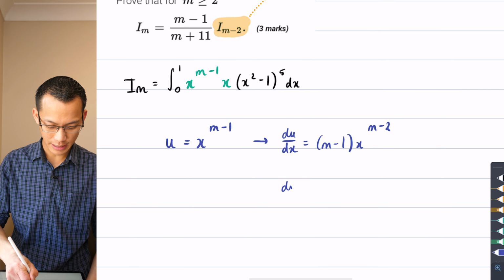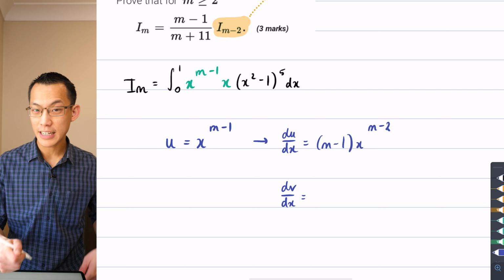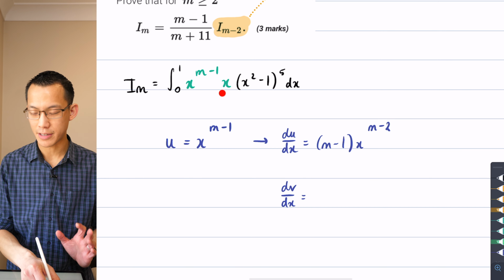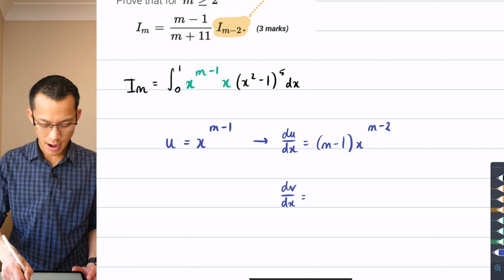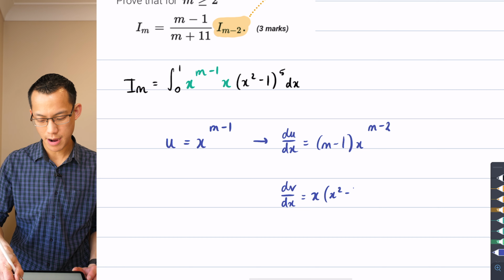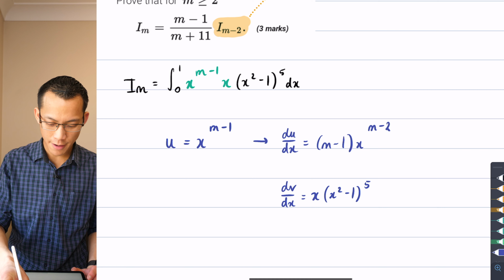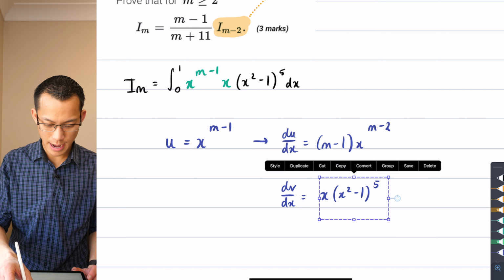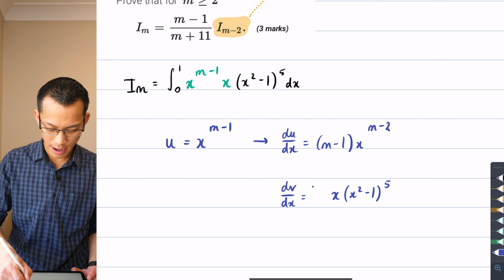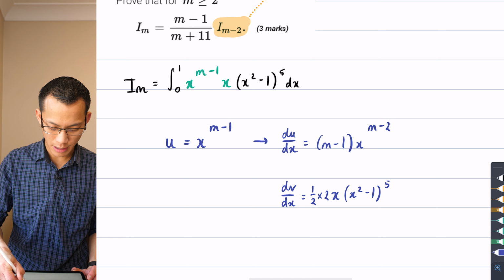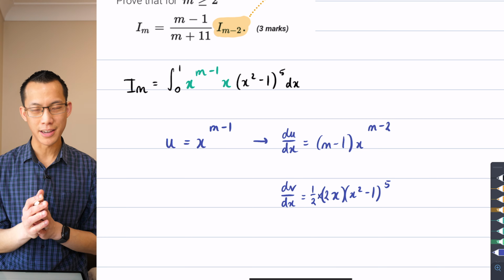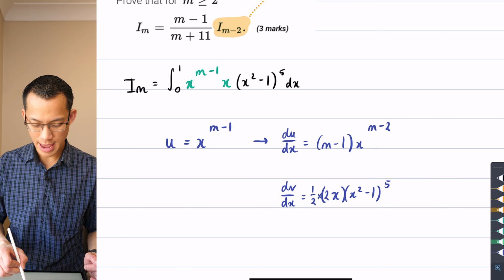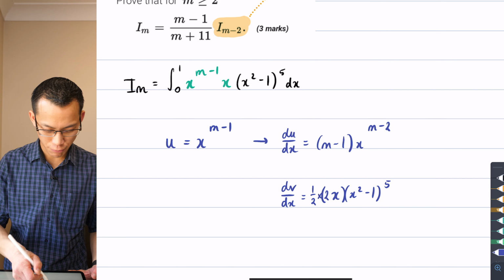So I'm going to get my dv on dx. Now remember what I did was I pulled out this x so that I can do reverse chain rule on this whole term nice and simply. So what am I going to get here? I've got x times (x squared minus 1) to the power of 5. Which I guess you could say is, I'm going to put a half out the front and then multiply by a 2 in there. Because now look at that. That's perfectly in reverse chain rule setup. I've got the f dash, the 2x, as compared to the f, which is x squared minus 1. So that's pretty much ready to go.